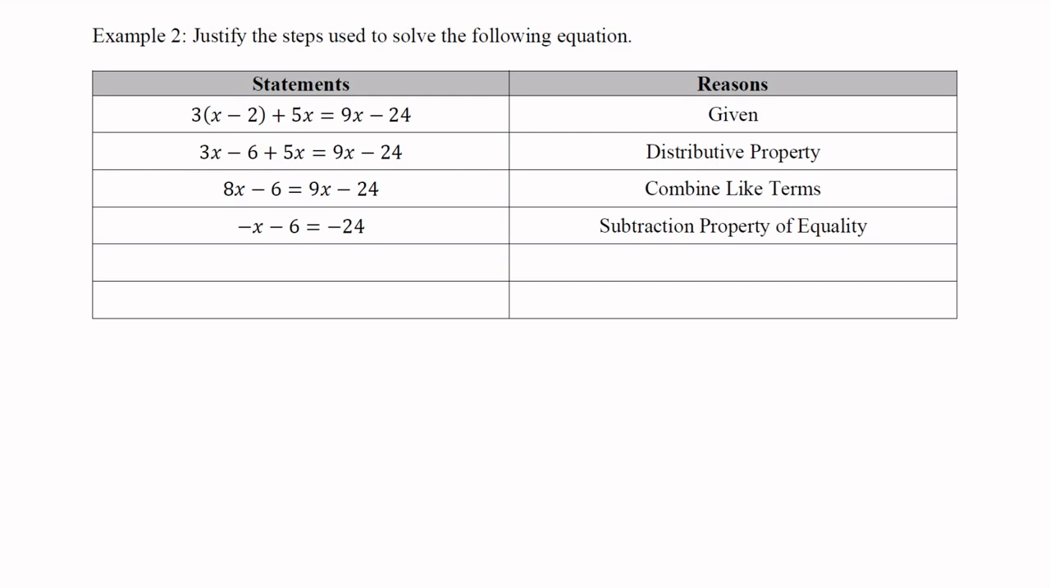Next, we're going to add 6 to each side to give us negative x equals negative 18. So that is the addition property of equality. And then finally, to get rid of the negative, you either have to multiply or divide each side by negative 1. So here I just called it the multiplication property of equality because I multiplied each side by negative 1. This could have also been stated as the division property of equality because you can divide each side by negative 1 and get the same result.